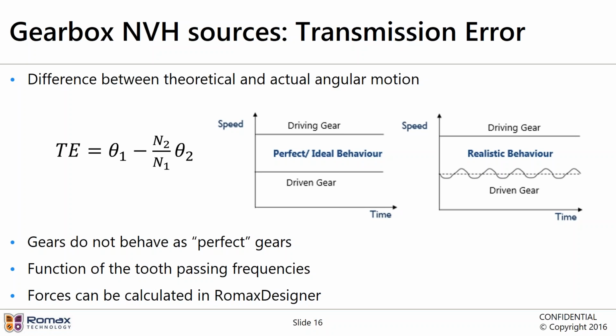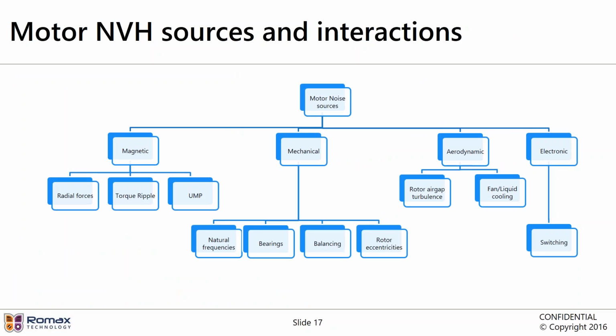The sources of NVH in electric machines and drives. For gearboxes, the source of noise is quite simple. They're all related to transmission error. This occurs because gears do not behave as perfect gears. So if you drive your input gear at a fixed speed, the output gear does not always move at a fixed speed, and there's a slight variation, and the frequency of this variation is a function of the tooth passing frequencies. The forces that these generate on the system can be calculated in RomaxDESIGNER. I won't be going into more detail about gearbox NVH, as this has been done in a previous webinar.